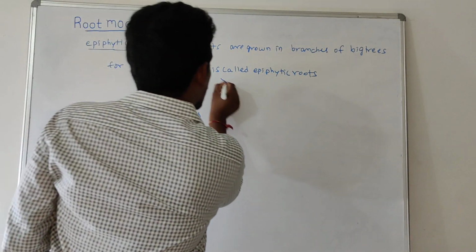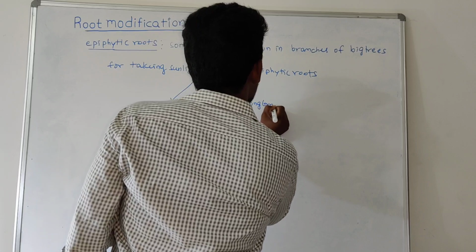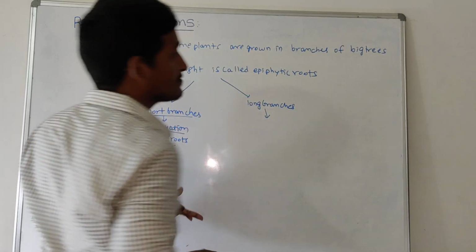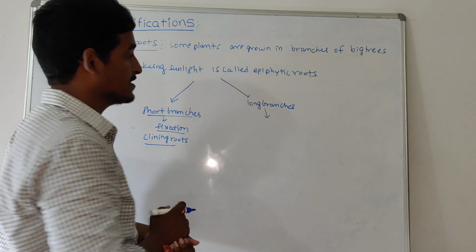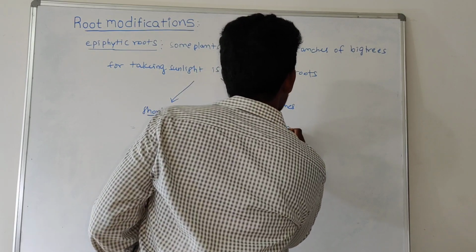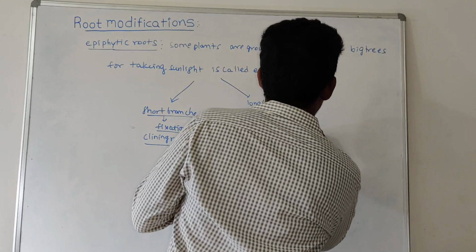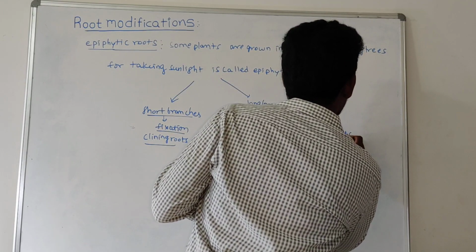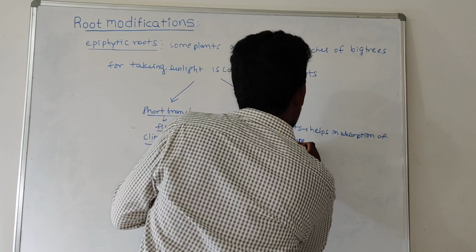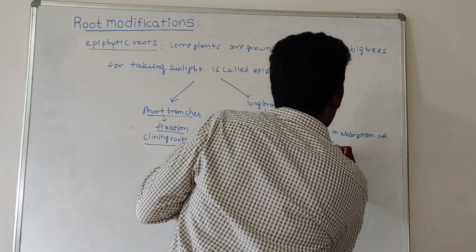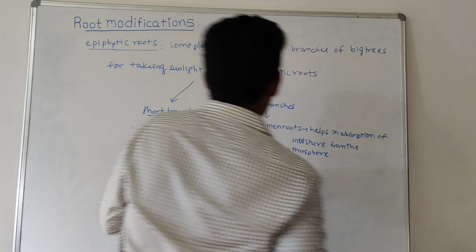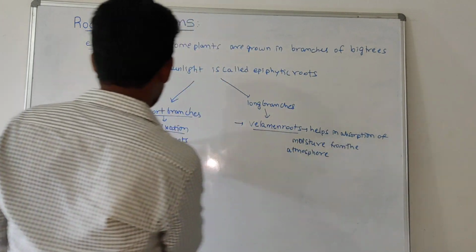Some plants have long branches. These help in absorption of moisture from the atmosphere. Those types of roots are called velamen roots. Velamen roots help in absorption of moisture from the atmosphere. So that is about velamen roots and climbing roots.